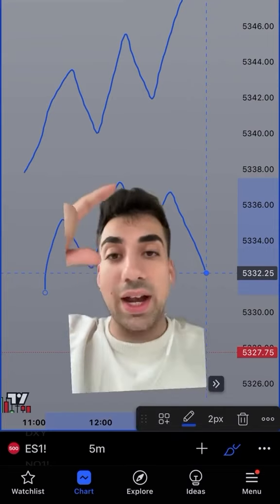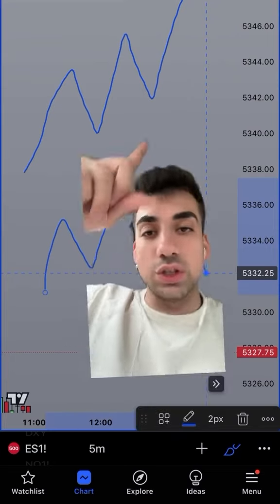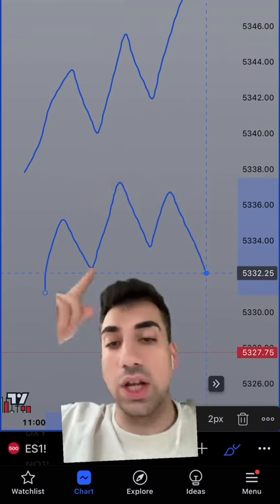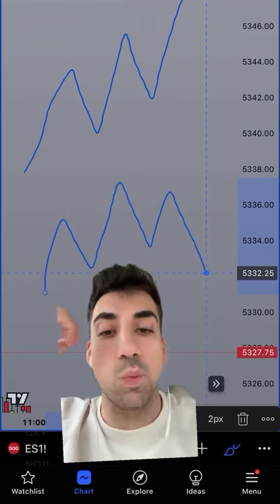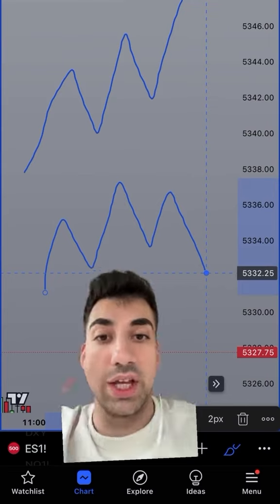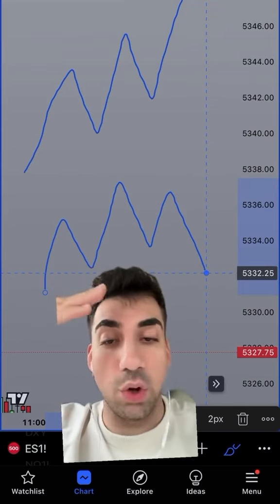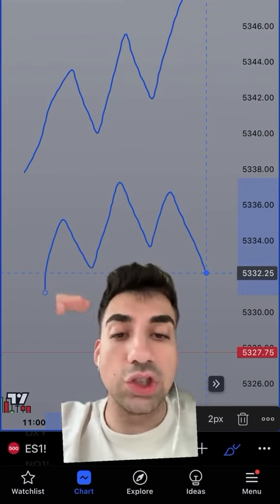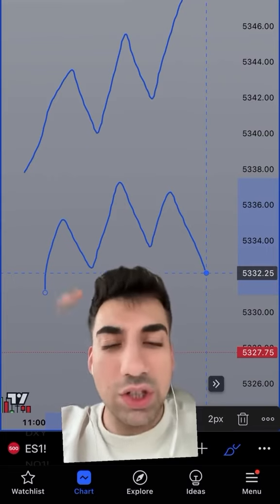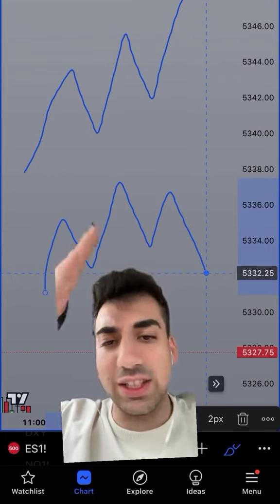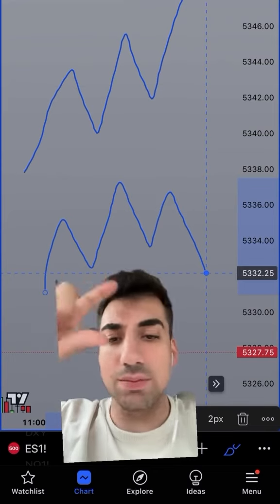Now, this doesn't matter. This can be ES, this can be NQ, or this can be NQ, this can be ES. It works either way. It does not matter which one is doing what. If ES had the higher low, the lower high, then it would still be considered a bearish divergence. This is where you guys get really confused. You think that it either has to be ES or NQ. It doesn't matter. It can be either one.